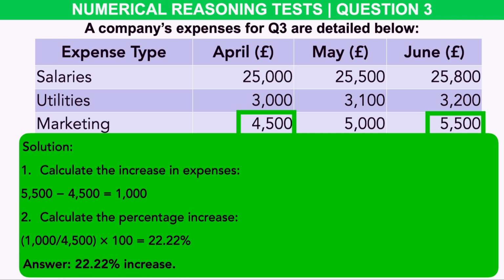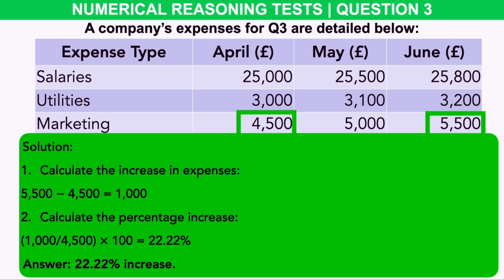Now make sure whenever you're doing an assessment that you check whether they want that answer to be rounded to the nearest whole number. So if this question asked for the answer to be rounded to the nearest whole number, the answer would be 22%, not 22.22%, because we would round down. And the reason for that is that 0.22% is closer to 22 than it is to 23.